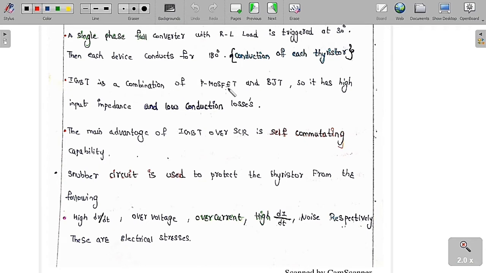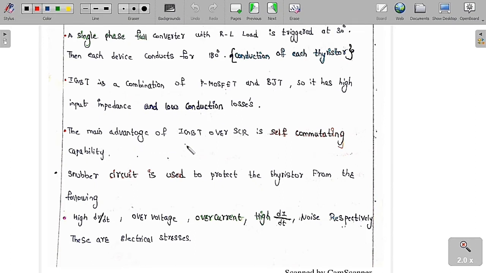IGBT is a combination of the power MOSFET and BJT, so it has high input impedance and low conduction losses. I have already told you, IGBT is the best combination of it. It has the good properties of both the MOSFET and the BJT: high input impedance like a MOSFET, and low conduction losses like a BJT.